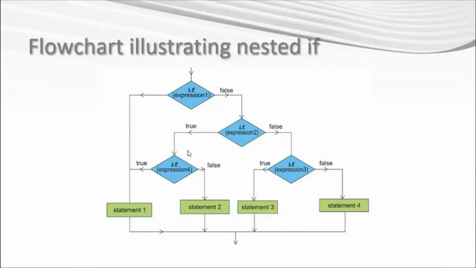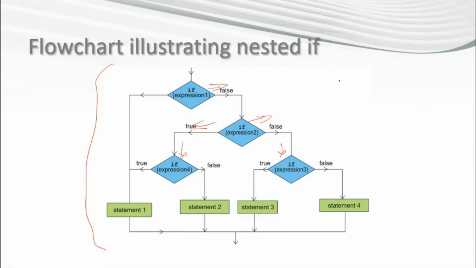So this is the flowchart illustrating a nested if statement. This is only for the if condition. Then if that particular condition is false, there is another if condition, and if this if expression is true, this can be moved to here, and if it is false, another if condition. So if it is true also, here is another if condition. That is the way this is being represented.